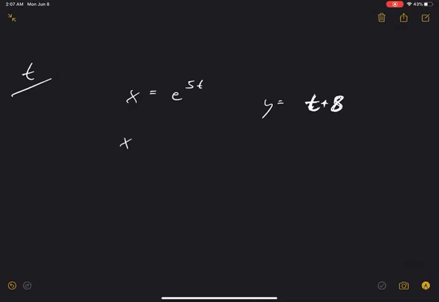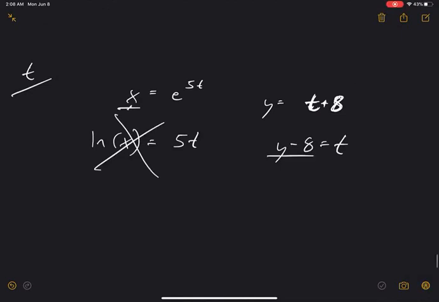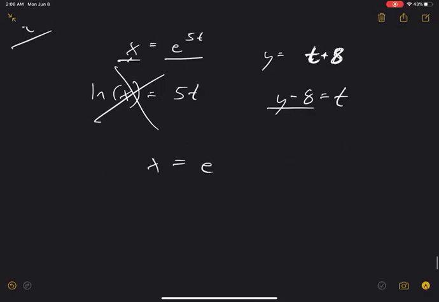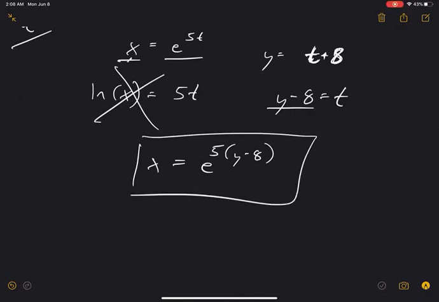I try to solve for t in this, and what did I do? I did ln of x equals 5t. But what if x is negative? Ln of negative numbers is not defined, so this could be undefined. Maybe that's a hint that I should have done it the other way. Maybe what I should have done was y minus 8 equals t, and then take this and plug it into my other side. So maybe I should have done it this way. That's one way to think about it.